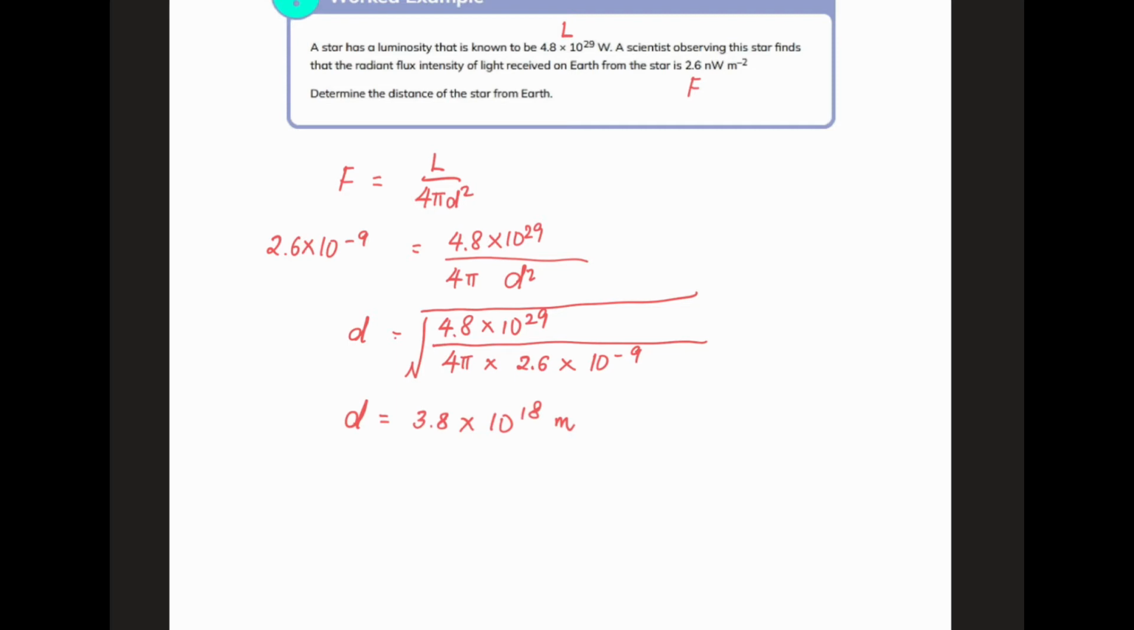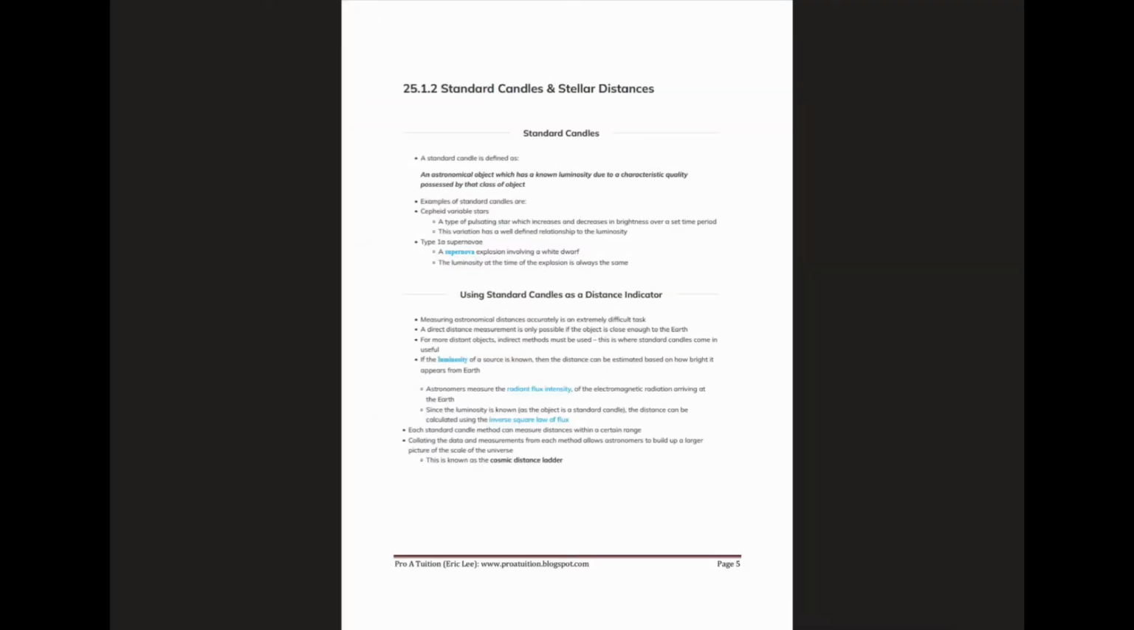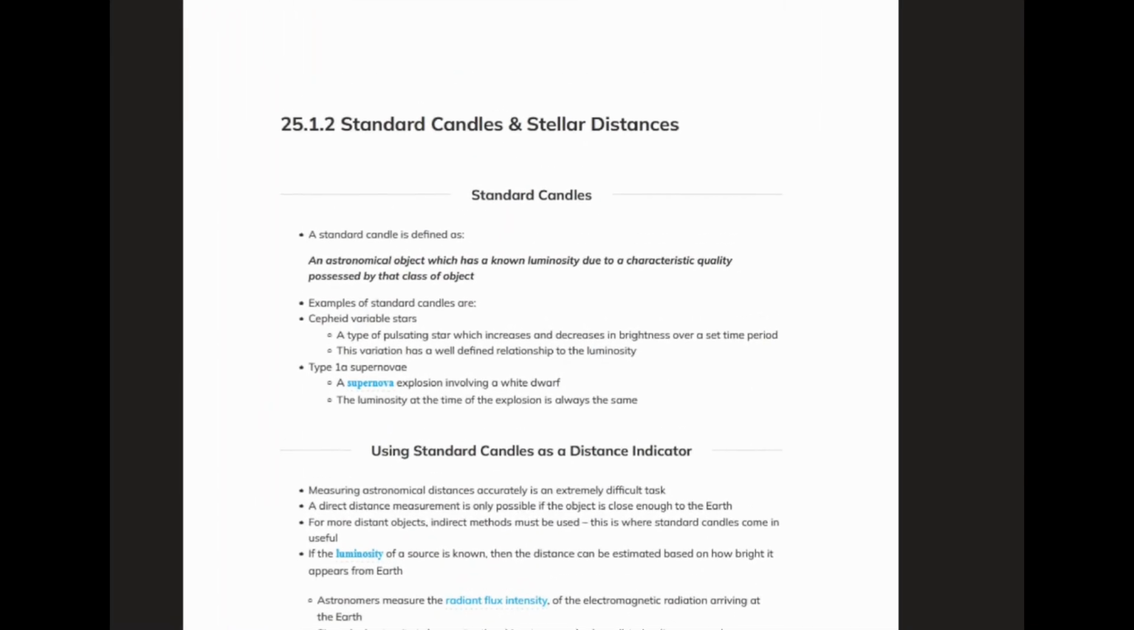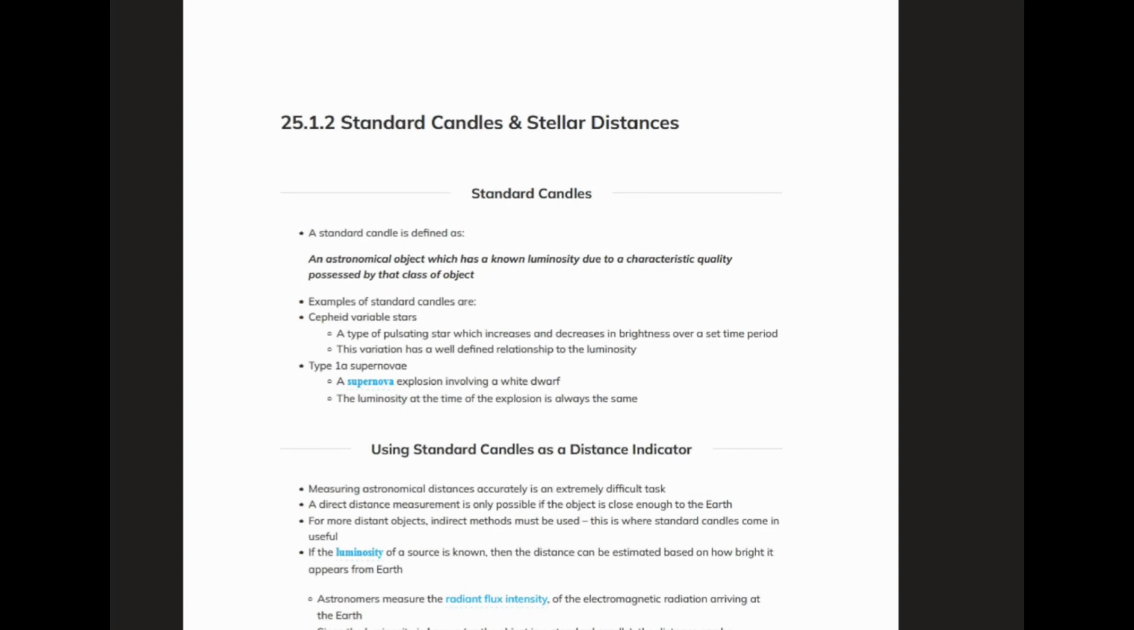Okay, so we already know how to get this. A scientist standing on the Earth measures the intensity of light received on Earth. Now how to find the luminosity, that is a way and we are going to discuss it now. So let's look at the next page to discuss the way to determine the luminosity of the star, which is known as standard candles. Let's see the information here.